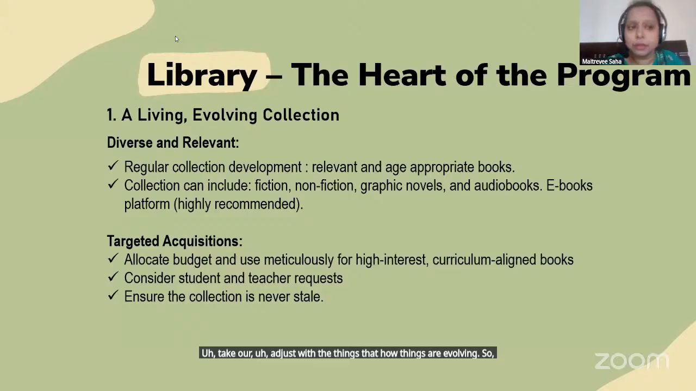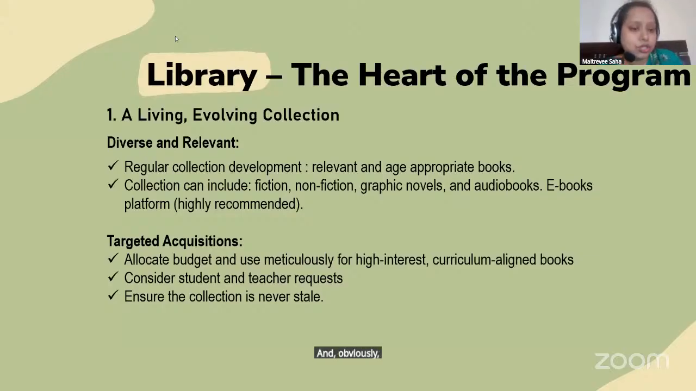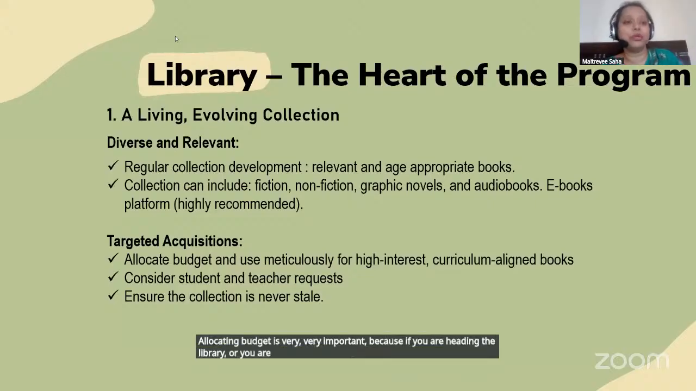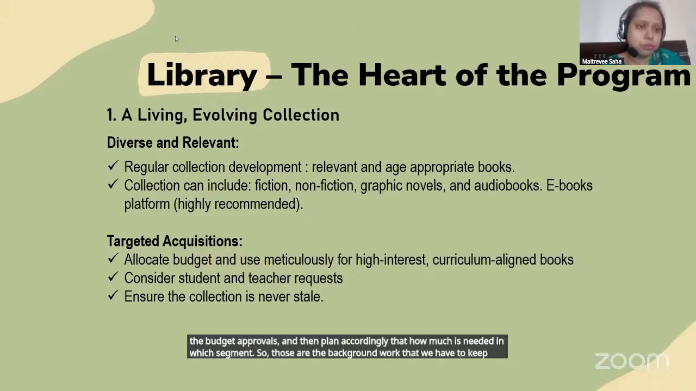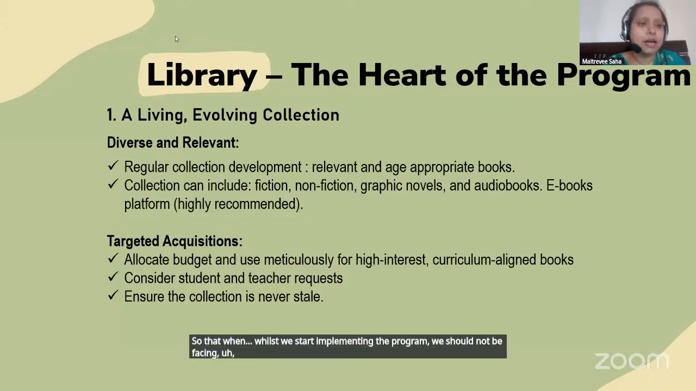So it would be highly appreciated if you can get one ebook platform where the kids can go at any time at their ease and read. And obviously, targeted acquisitions, when we talk about that, allocating budget is very, very important, because if you are heading or managing the library, you know how difficult it is to get budget approvals, and then plan accordingly how much is needed in which segment. So those are the background work that we have to give some importance, so that whilst we start implementing the program, we should not be facing many challenges.